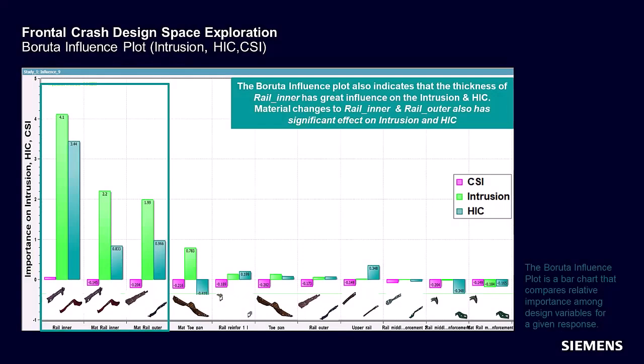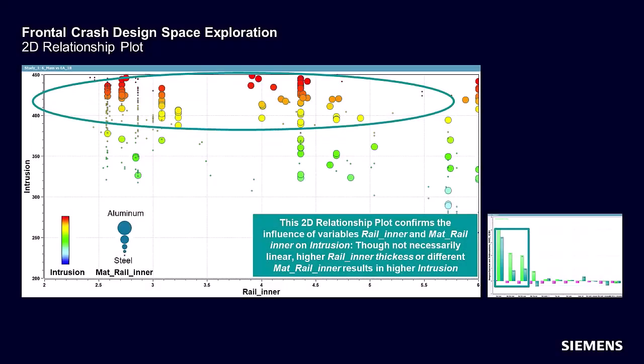The Boruta influence plot also indicates that the thickness of rail inner has great influence on the intrusion and head injury criteria. Material changes to rail inner and rail outer also have significant effect on intrusion and head injury criteria. The observations on the Boruta influence plot are confirmed here in a 2D relationship plot, which also indicates that a high thickness of rail inner or material changes to rail inner leads to higher intrusion.